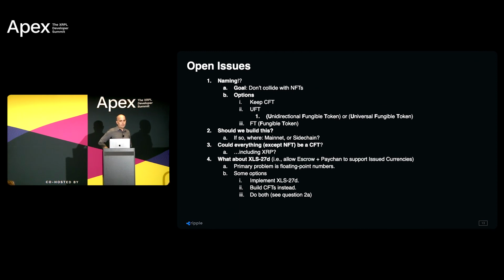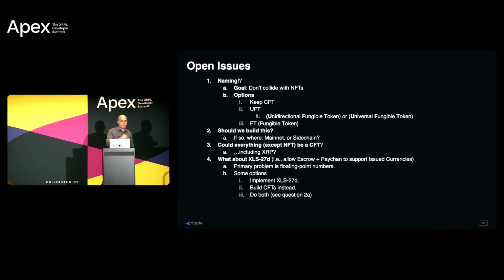Two is, should we build this? There actually, now that NFTs are about to go live, there are three types of essentially token on the XRP ledger, and this would introduce a fourth. So, maybe this would be better on a sidechain. Unknown, to be discussed.